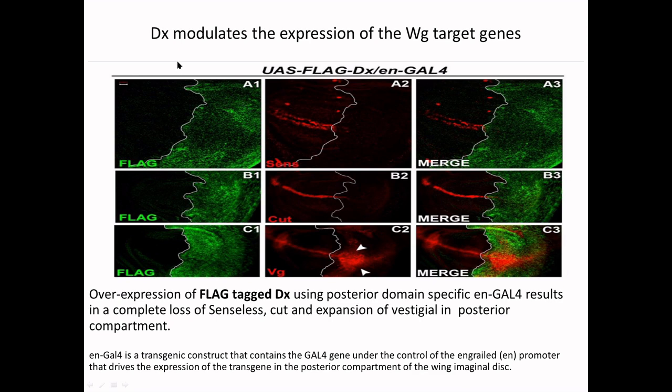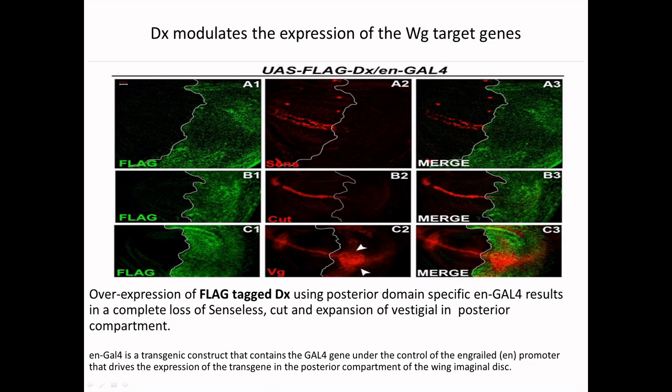Deltex modulates the expression of wingless target gene. Overexpression of flag tag Deltex using posterior domain specific engrailed GAL4 results in the complete loss of senseless, cut, and expansion of vestigial in the posterior compartment. The image A1 shows the expression of flag tagged Deltex on the posterior region.